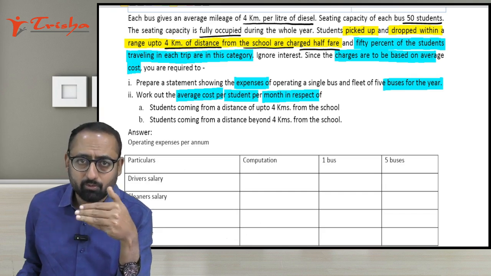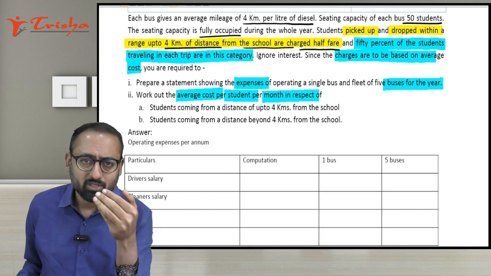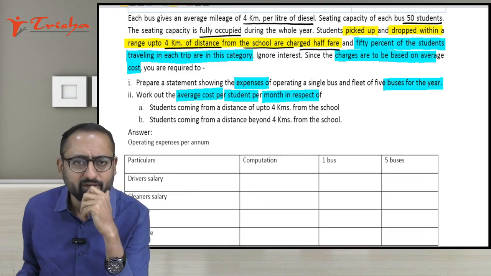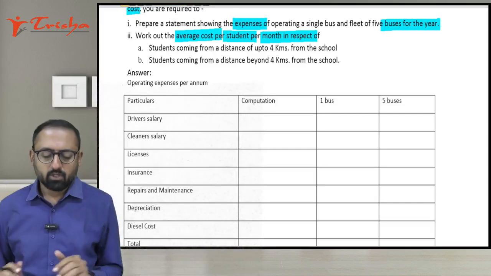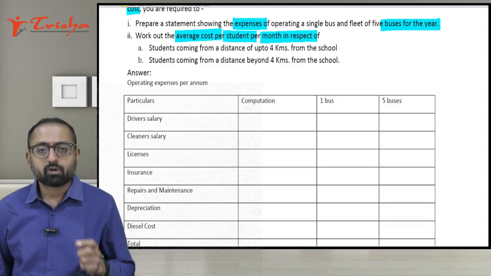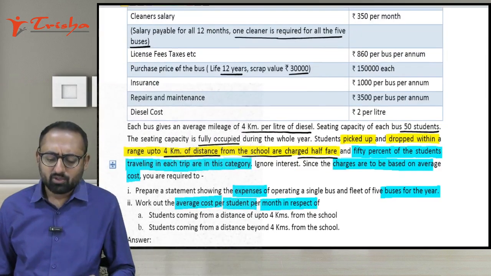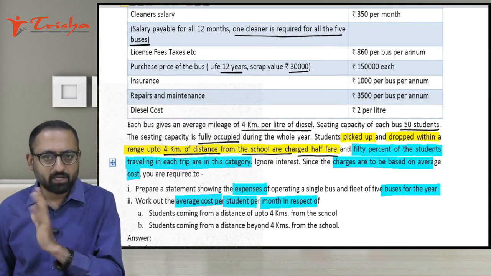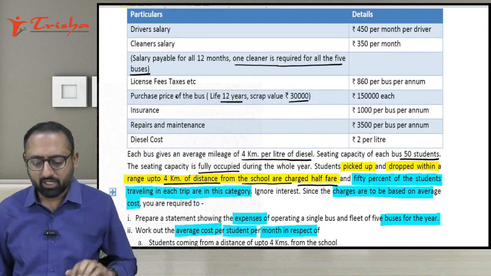So you have to calculate the cost and fare of the students who are coming within 4 km from the school, from whom you are charging 50%, if you remember. And for the remaining 50% students, who are coming beyond 4 kilometers from the school, you are charging the full fare. So you have to calculate the half fare and the full fare. Right, guys? Okay, guys. So let's quickly solve this question. We'll have to prepare a cost sheet for one bus and five buses. So first, expenses: you can classify all the expenses into three parts as I already told you. Fixed expenses, variable and semi-variable expenses. Okay. So start with the first expense given. Driver salary, 450 per month per driver.